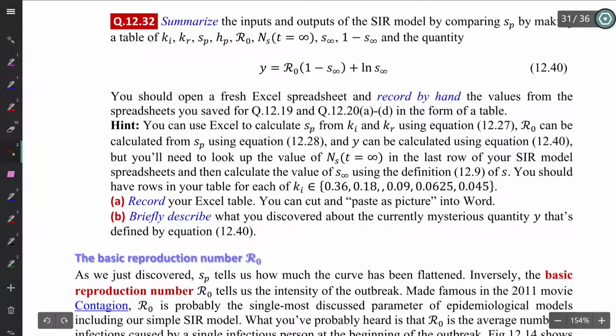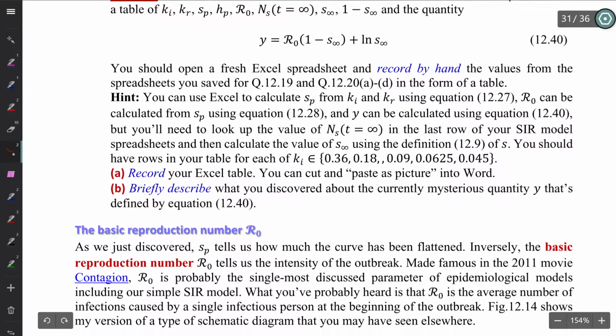We'll talk about that. Alright, so the idea is that you go through your other spreadsheets and you make a new spreadsheet and you record by hand the numbers and figure that all out. So I hope this is fairly straightforward. I'm not actually going to go through and do it. The idea is that you'll record it in your Word answer, paste it as a picture into Word.